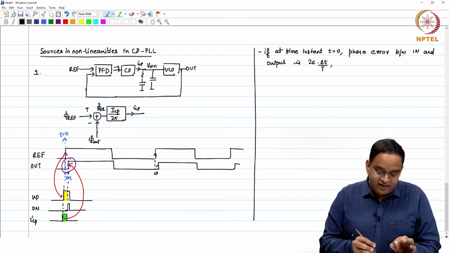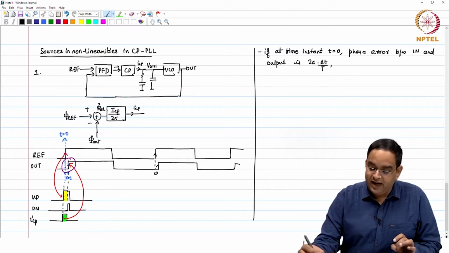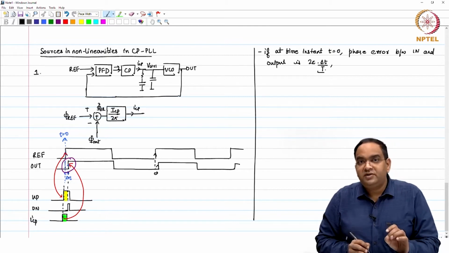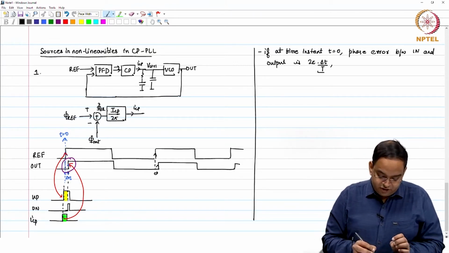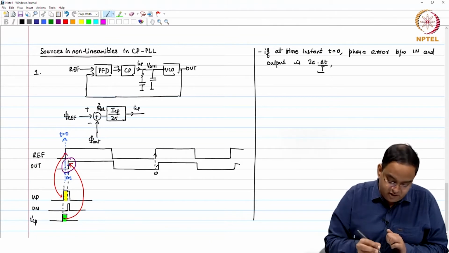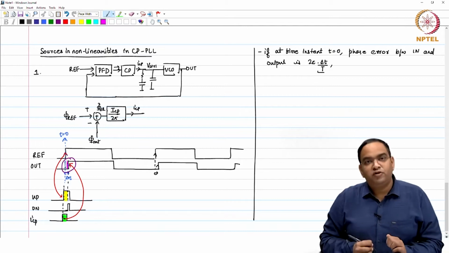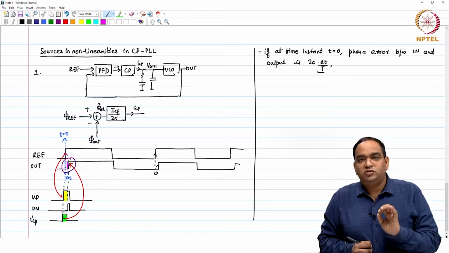Okay. If you think that the rising edge at the output will come at the phase error which you observe at time instant t equal to 0, it is actually not going to be the same, because your charge pump has come into action and it has changed the control voltage, and so it has perturbed this edge. You may get this edge before what you may think at time instant t equal to 0.